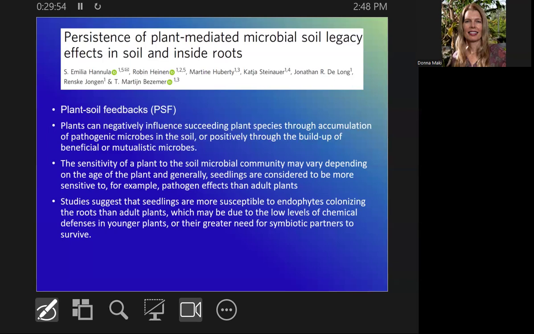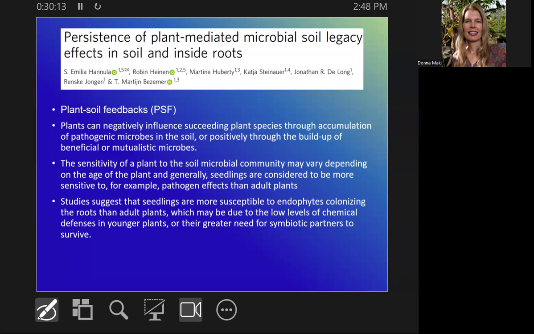And they say maybe that's because younger plants, like kids, their immune system isn't quite up to snuff yet when you're a little kid. Maybe your defenses aren't all up and running to full potential. So having some nice endophytes in your body might be a good thing.